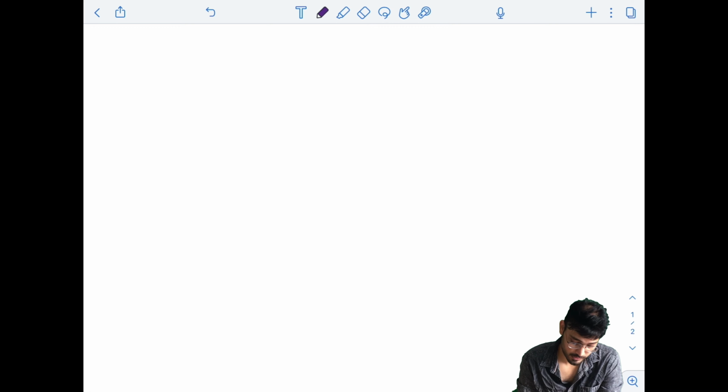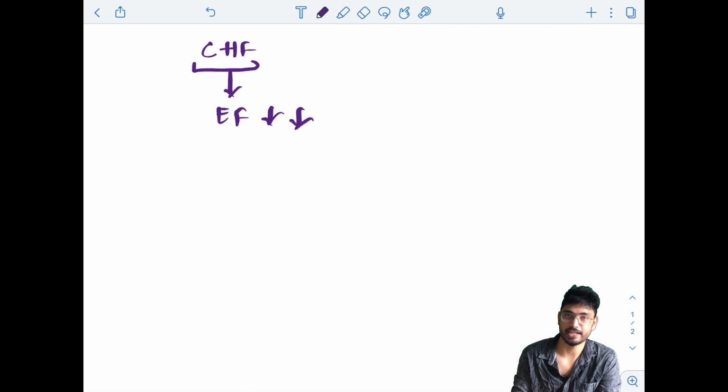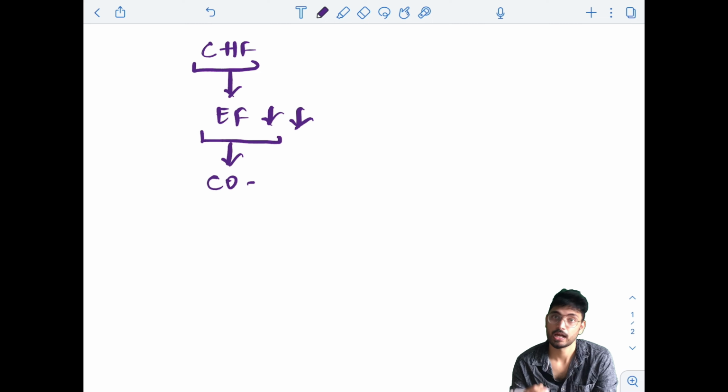So let's start with heart failure. I'm writing here heart failure, that is congestive type of heart failure. So what happens in the congestive type of heart failure? Ejection fraction is decreased. If the ejection fraction is decreased, what happens to the cardiac output? Cardiac output will also be decreased.